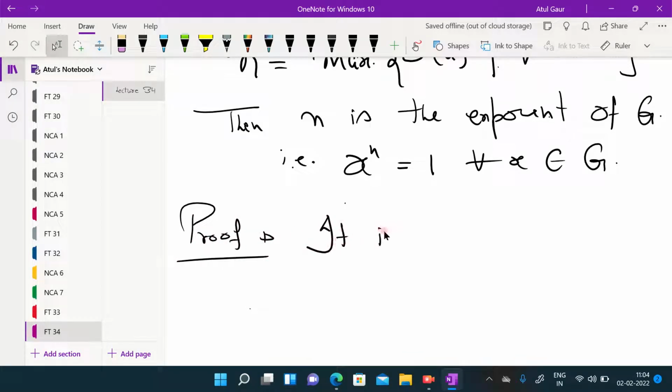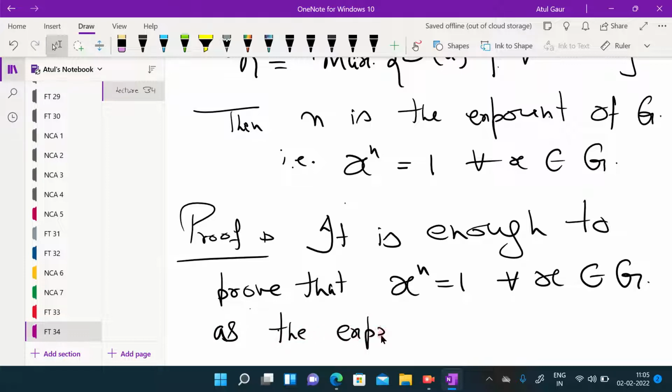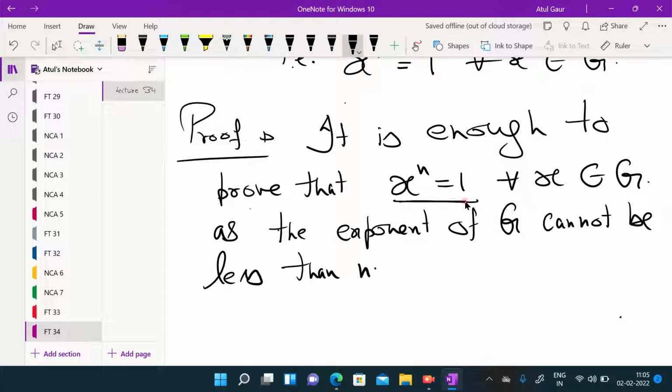So it is enough to prove that x power n is 1 for all x in G, as the exponent of G cannot be less than n. So enough to prove this. Once I establish this, this n will be the least such.